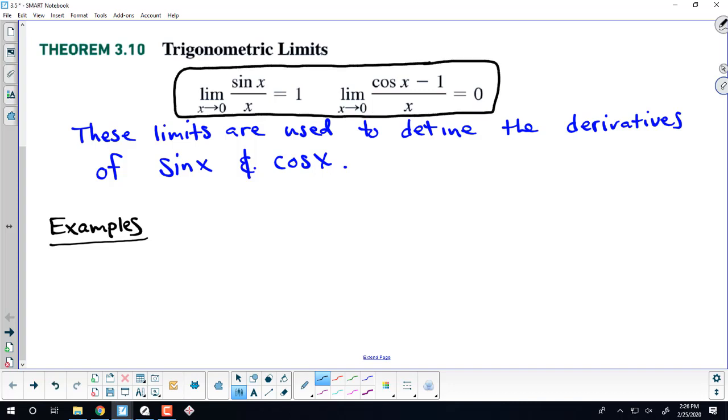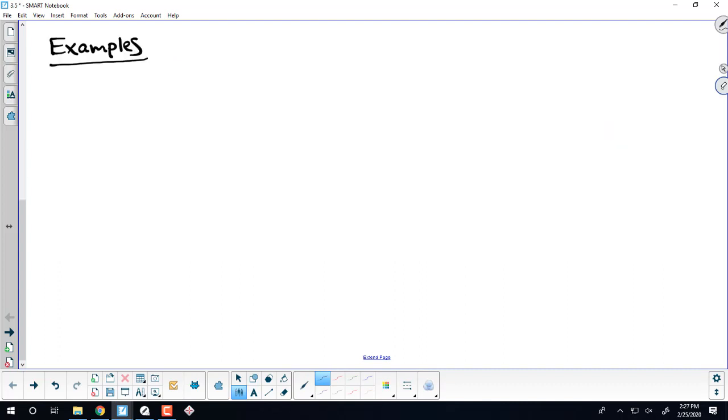So as far as the exam, there's no need to remember these two limits. I'm not going to test you directly over these limits. We're just going to go through some of these because they are in your homework. And both of these limits are involved in deriving the derivatives of sine and cosine, which is what we're going to talk about. So a few examples.